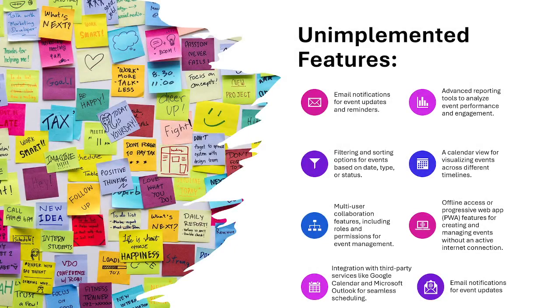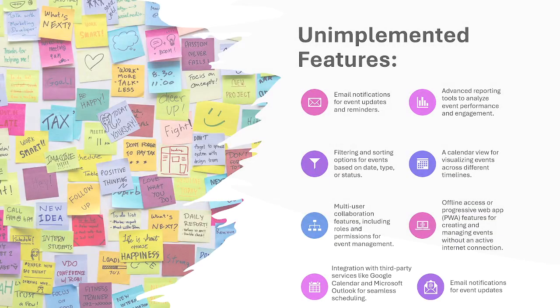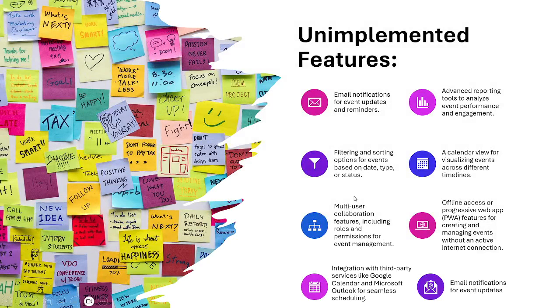Moving on to the next one, what we wanted to implement in our app and what we couldn't. We wanted to implement some features related to email notifications for event updates, filtering and sorting options based on date and status for our events, and multi-user collaboration features, including roles and permissions for event management, but we couldn't do it. We wanted to integrate third party services like Google Calendar and Microsoft Outlook for seamless scheduling.